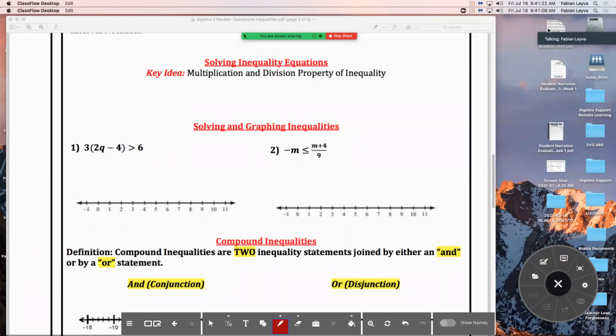And I'll tell you, whenever you're multiplying or dividing with inequalities, there's one property you have to look out for, and that is when you divide or multiply by negatives. Because whenever you divide or multiply an inequality by a negative, your inequality changes. Let me show you what this looks like with a very specific problem.